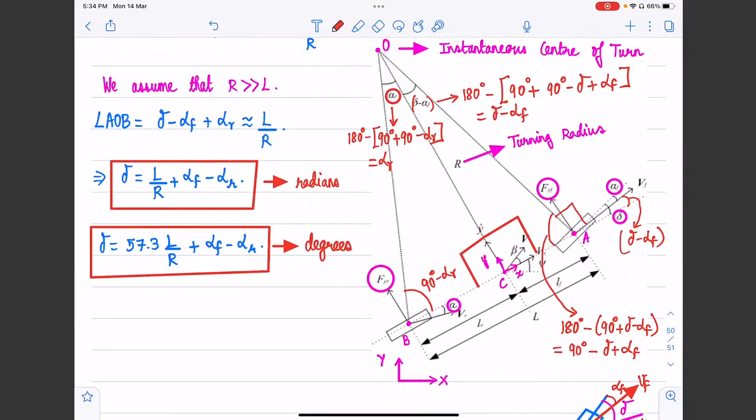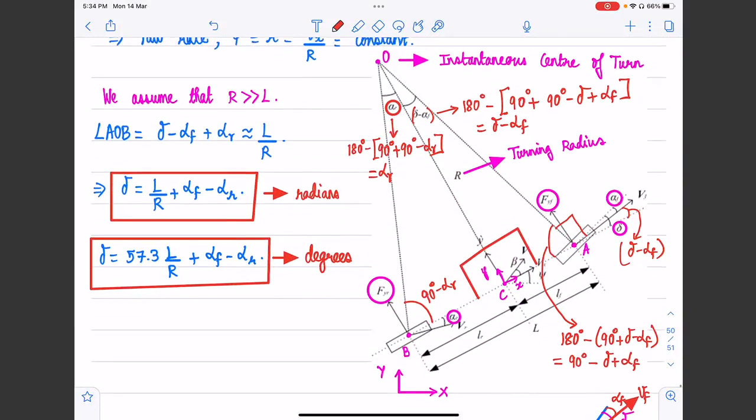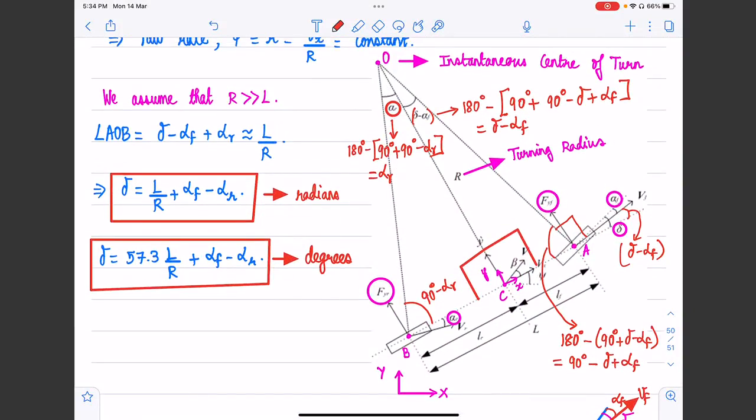Sir, here this x dot is constant, but y is also constant, is it? Y is not a constant, right? Y will be changing. You mean y dot, is it?